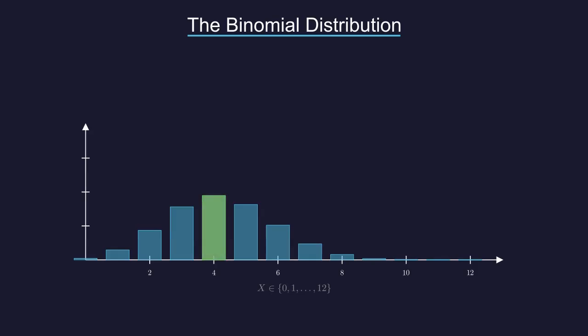A PMF bar reports the probability of one exact count, so its height can be read directly as P(X equals k). The CDF at k adds the masses from 0 through k. Because the distribution is discrete, the CDF changes in steps rather than along a smooth curve.